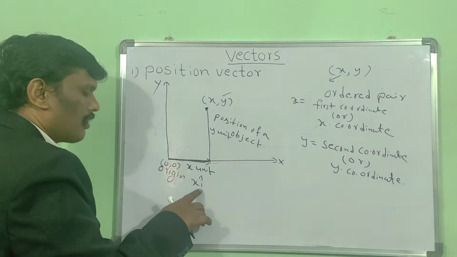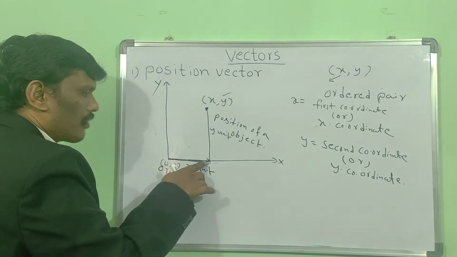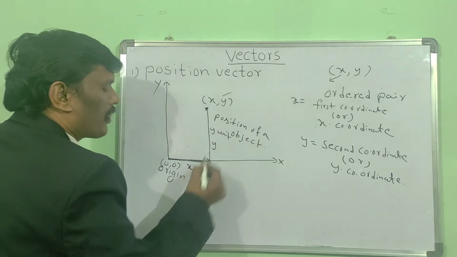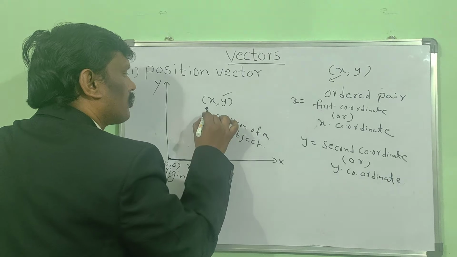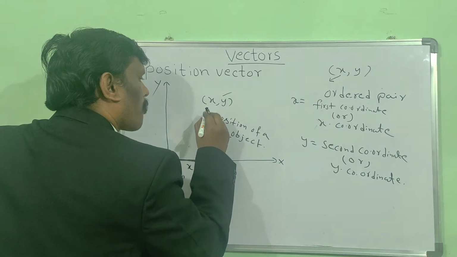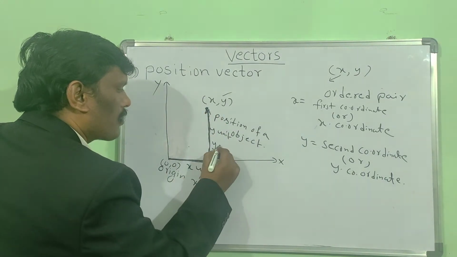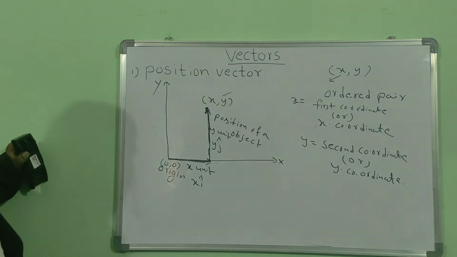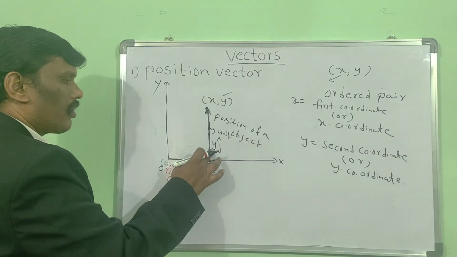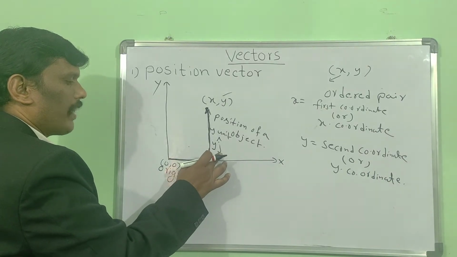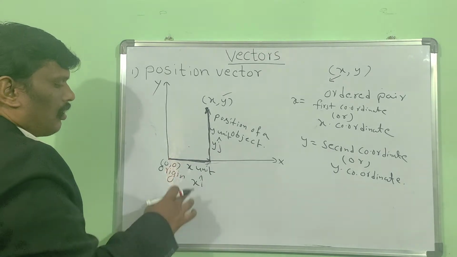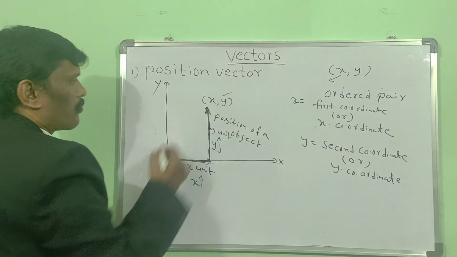So x i cap. What is the meaning of that? We need to travel x units along the x-axis. And for y units, how do we represent this vector? Let us see. We represent y units along the j cap direction. So x units along the x-axis direction, y units along the y-axis direction, or parallel to the positive y-axis direction. At that time I reach this point.